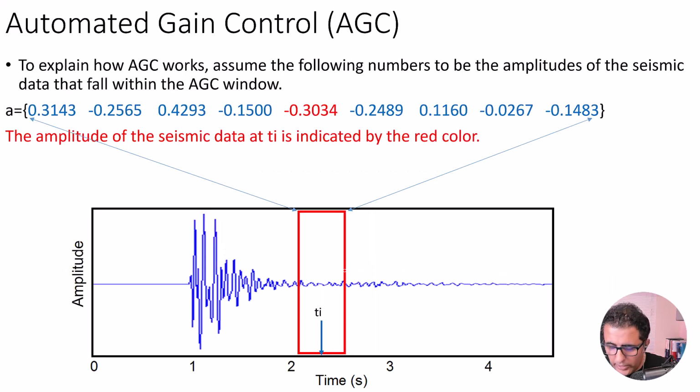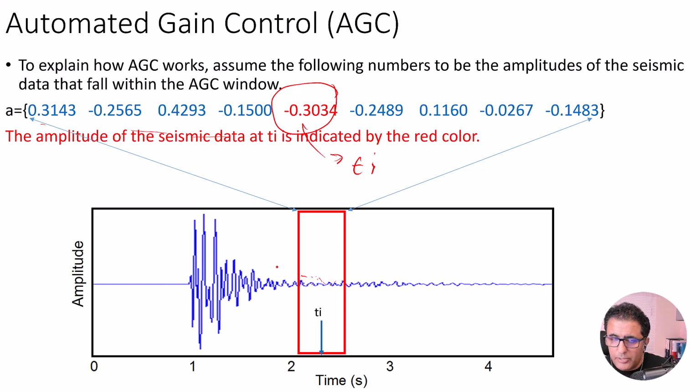So what we do here, we read the amplitude of the seismic data that falls within this window. For example, what you see here indicated by red is the seismic amplitude at the time Ti, and then the rest is the seismic amplitude that we read from the seismic data that falls within this window.